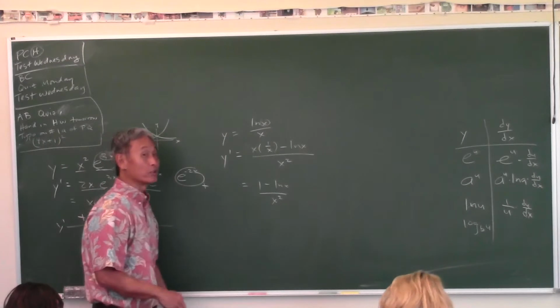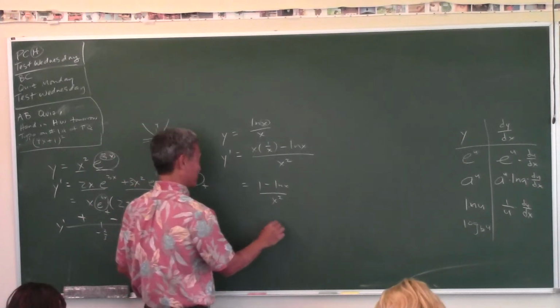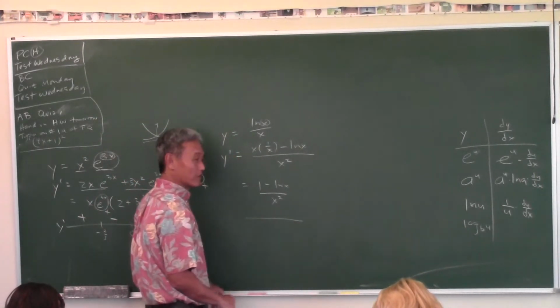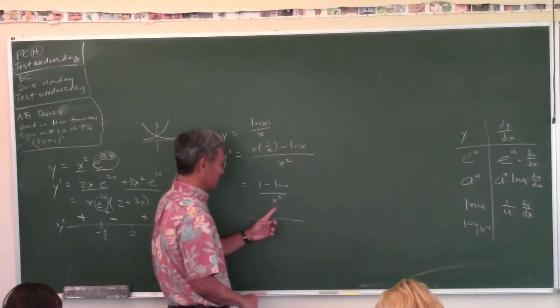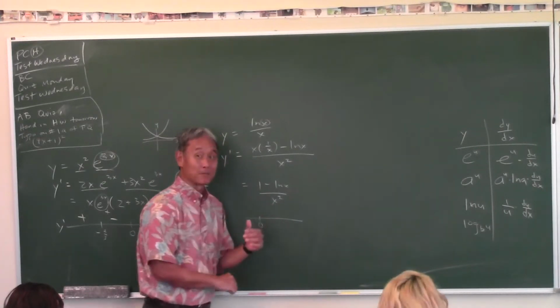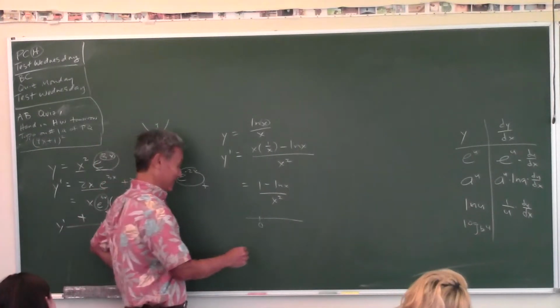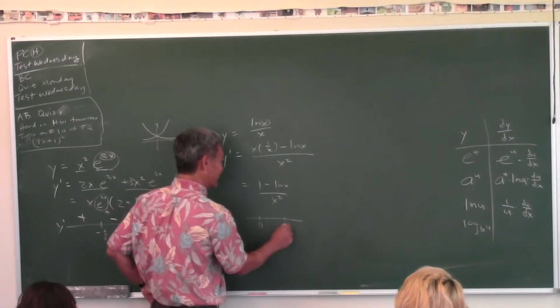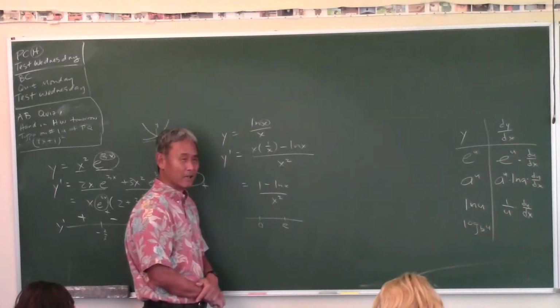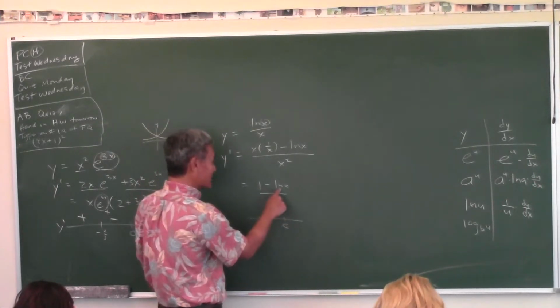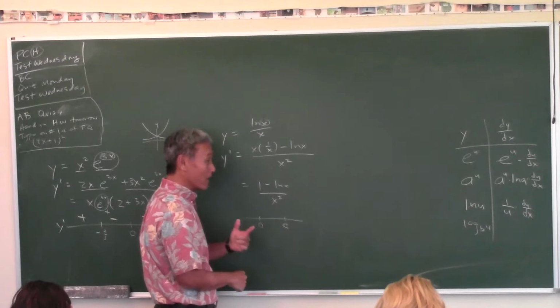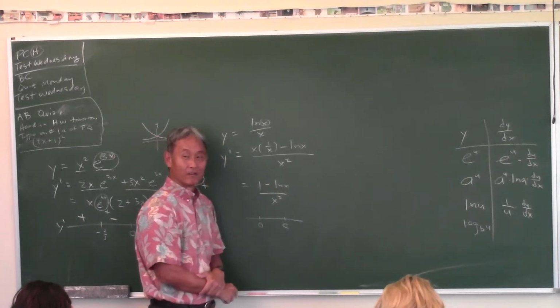Okay, and then if you were to make a number line, just for fun, what would go on the number line? What makes the bottom 0? 0. What makes the top 0? See? That's what? Algebra 2. E, very good. E. What? Because what is natural log of E? 1. 1 minus 1 is 0.